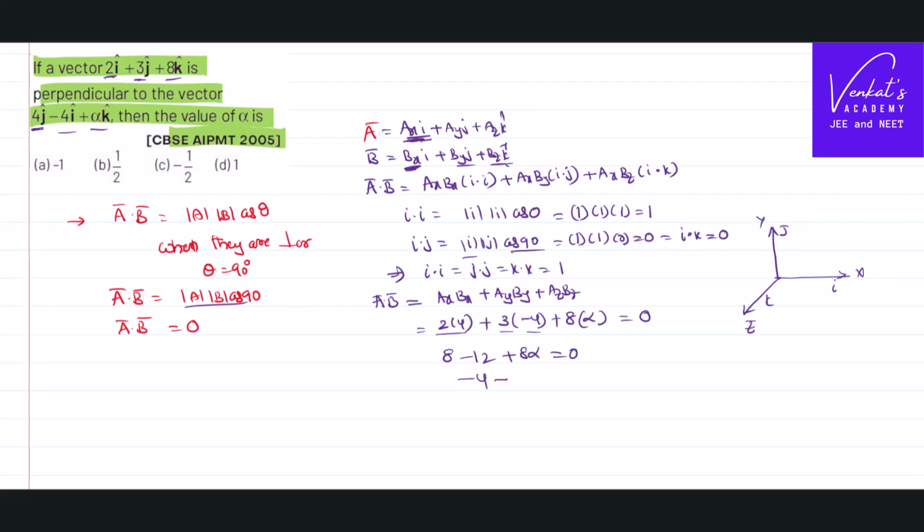Minus 4 plus 8 alpha equal to 0. 8 alpha equal to plus 4 on the other side. Alpha equal to 4 by 8, that is equal to half. Plus half is the answer for the problem.